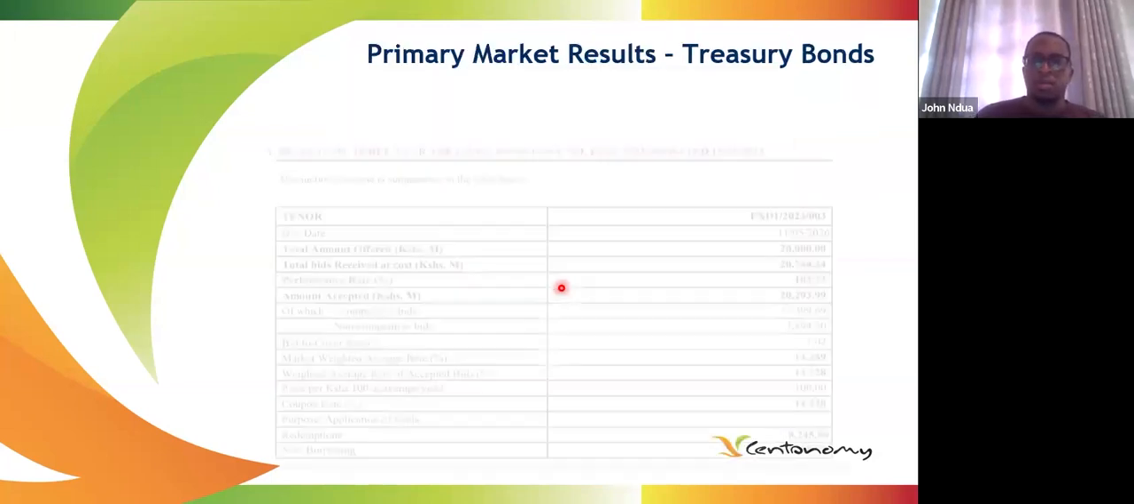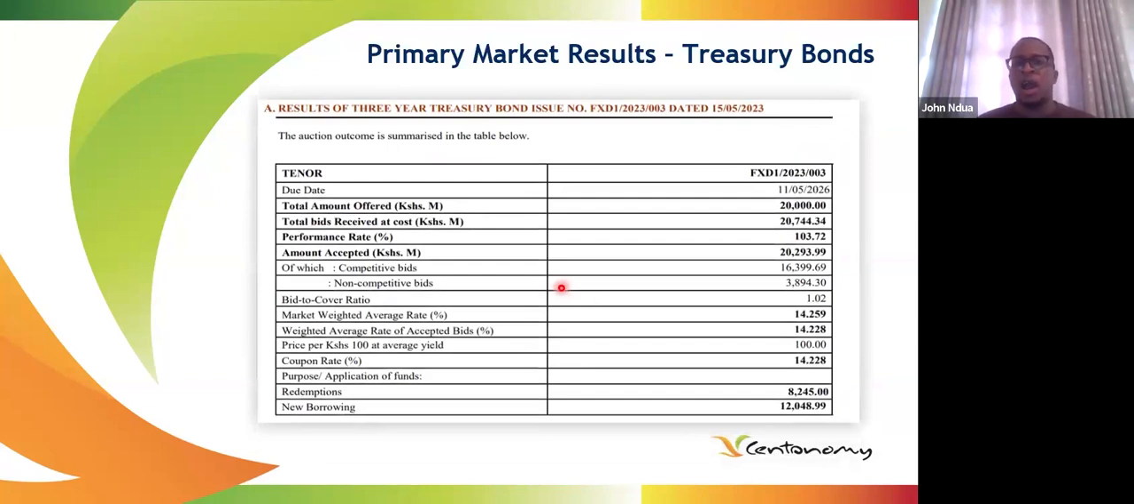So this is how a normal result looks like. It gives you a snapshot of how the bond actually works. So the government wanted to borrow 20 billion. Remember, the government wanted to borrow 20 billion. And they received bids worth 20.7 billion. So they received more, apparently 103.72% of what they wanted to borrow.